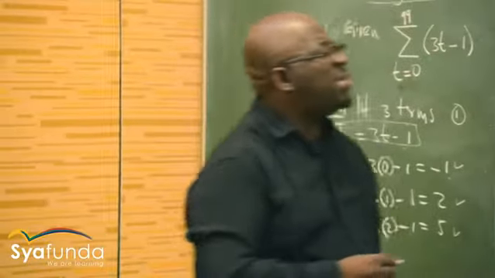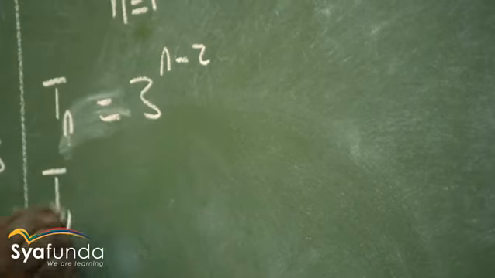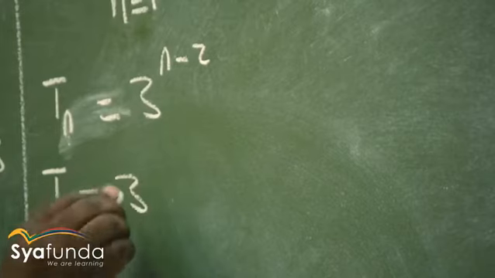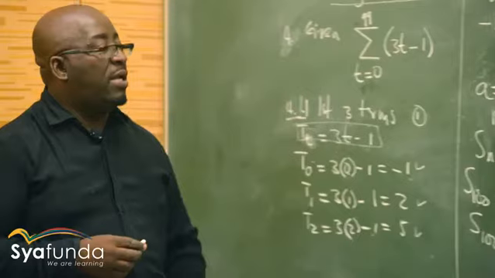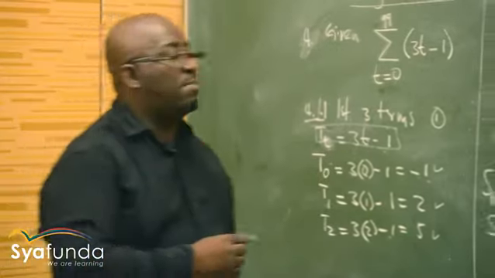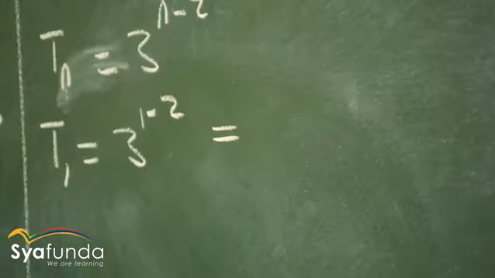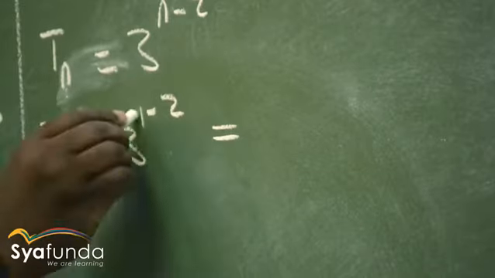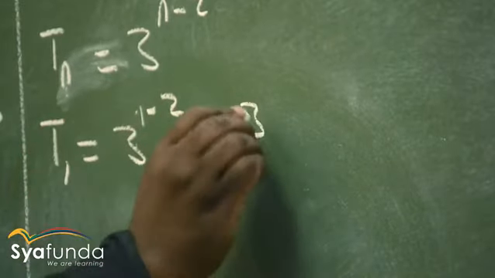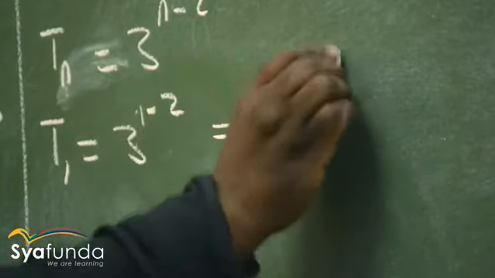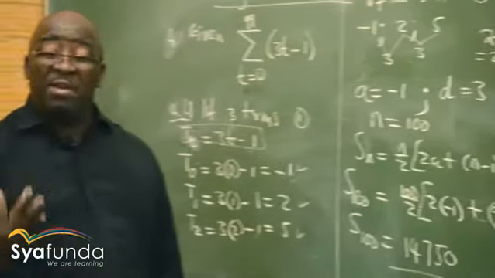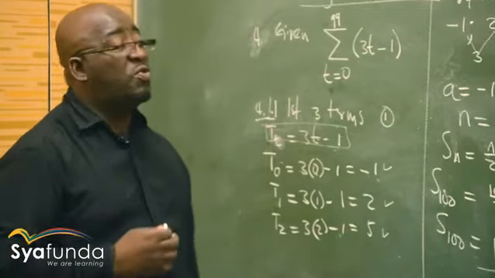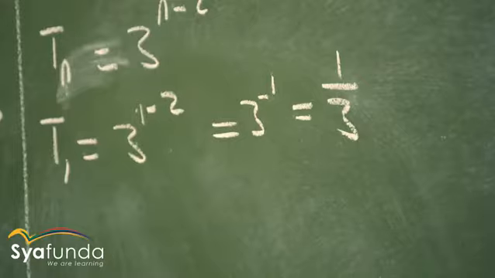Let us find the first three terms. T1 will be equals to 3 to the power 1 minus 2. That is the first term. What is this going to give us? It's 3 to the power minus 1, which is the same as 1 over 3. So we do have the value of the first term. Remember, the first term is the same as A. So we do have the value of A in our data now.